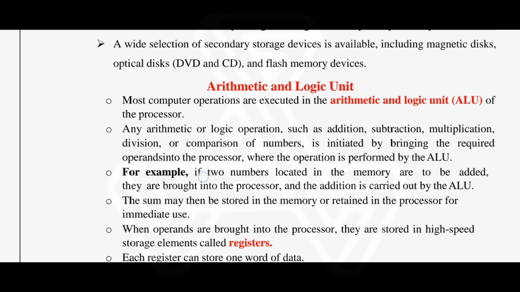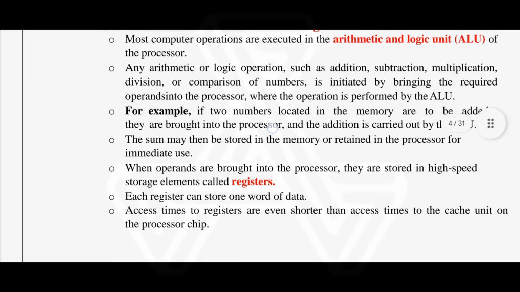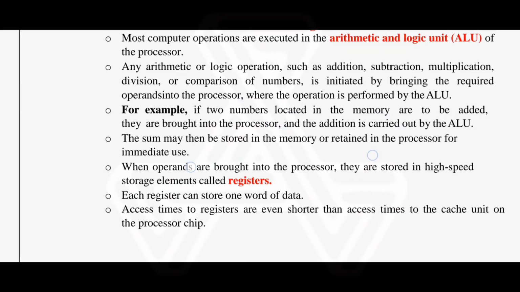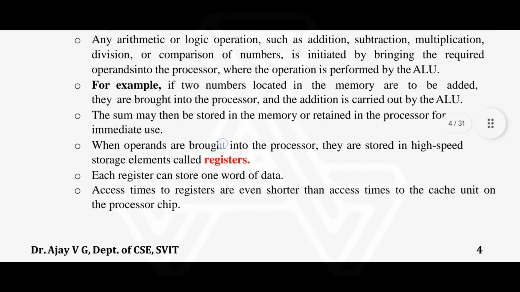When operands are brought into the processor, they are stored in high-speed storage elements called registers. Each register can store one word of data. Access times to registers are even shorter than access times to the cache unit on the processor chip.